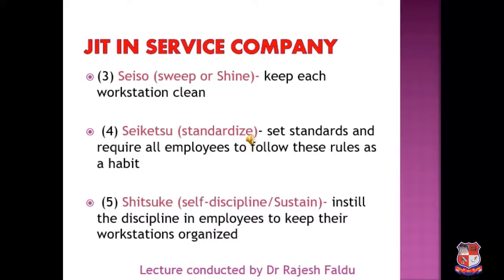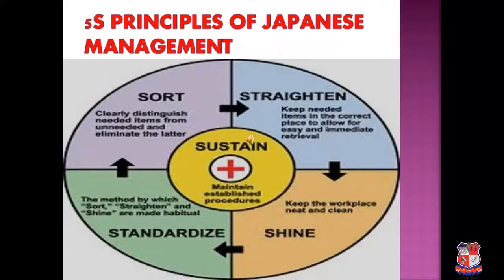Now let's see this in diagram and understand this. By looking at the diagram, we see 5 words. These are Japanese words, and I have translated that into English meanings. These are known as principles, and these principles have to be followed by service organizations if they have to implement JIT in their service companies. So the first principle is, first they should sort out. That is, they should clearly distinguish what are the needed items and what are the unwanted items, and they should separate unwanted items from the needed items, and they should eliminate all the unwanted items.